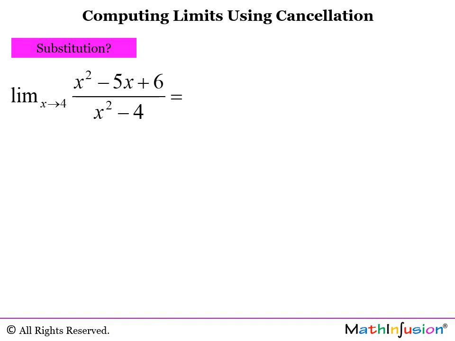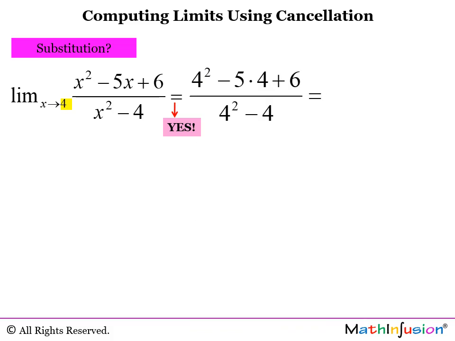Here's another example. When x approaches 4, I'm going to substitute 4 in the denominator, and I get 16 minus 4, which is not 0. It means that the answer is yes. I can substitute. And when I do, I'm just substituting 4 for the x and calculating the numbers. And I get 1 over 6.